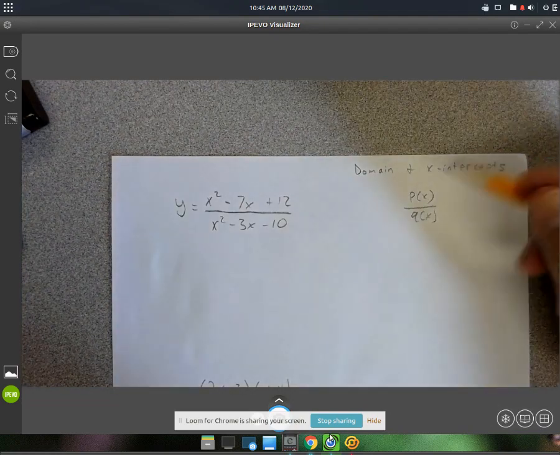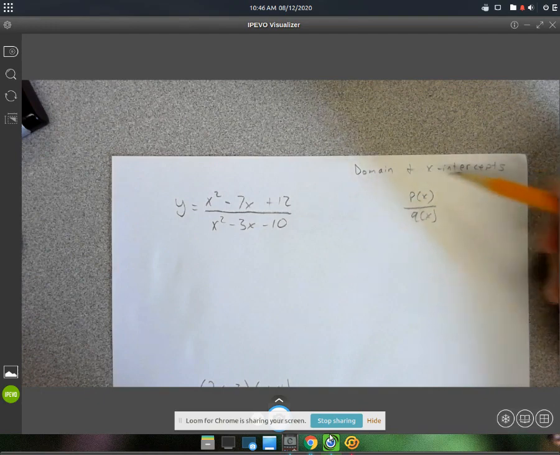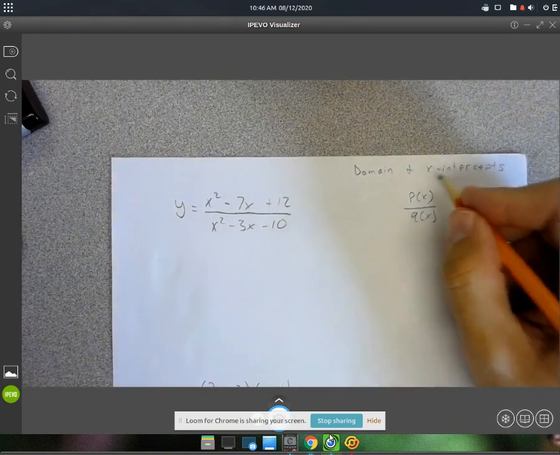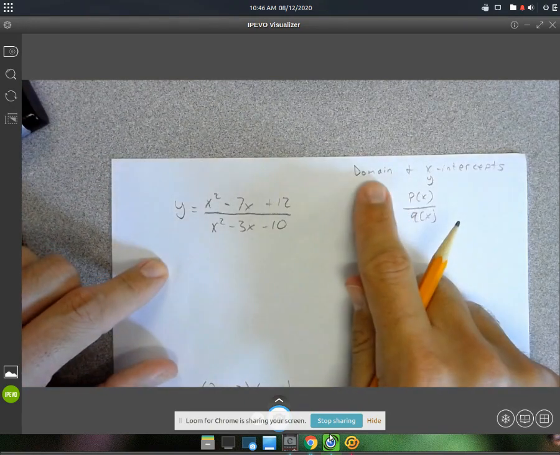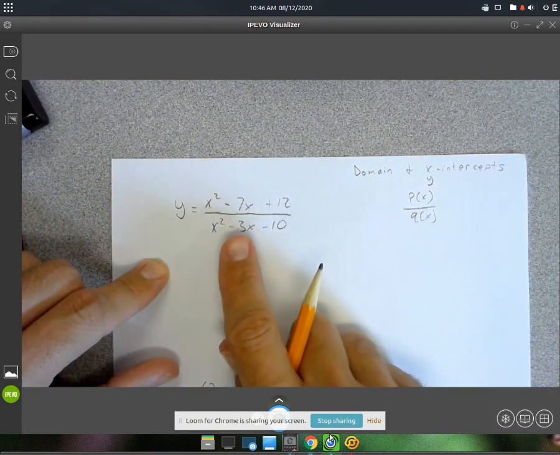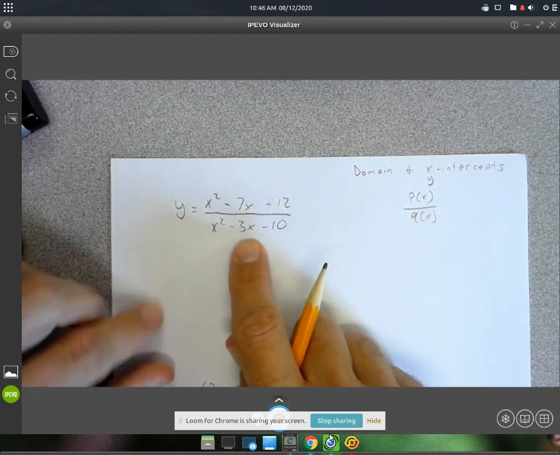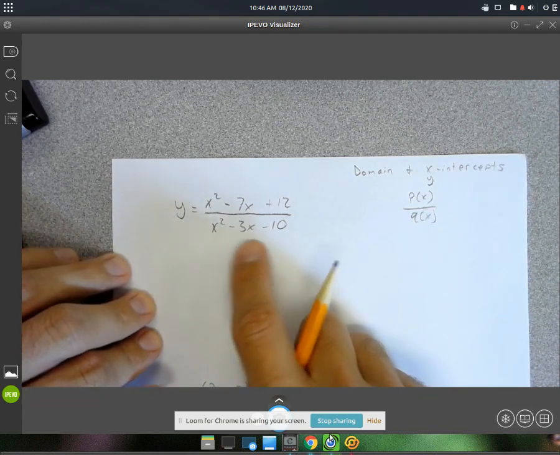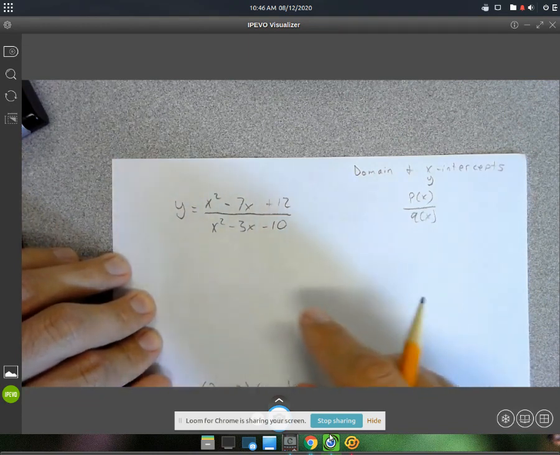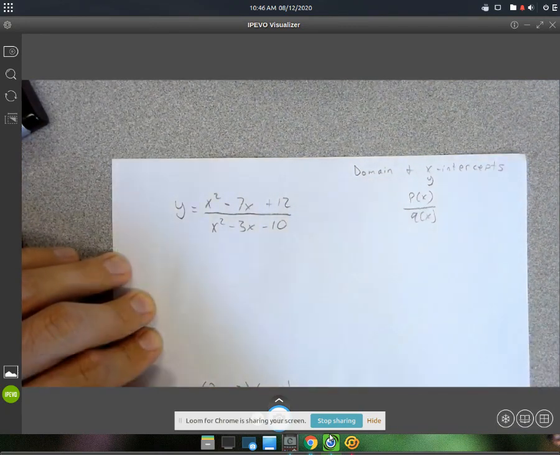Now, the things we're going to find here just in this video are going to be the domain and the x and y intercepts. So to find the domain, you just have to find the values where the denominator is equal to 0. Remember, the denominator is not allowed to be 0, so we're just going to factor this, and the values where it equals 0 are the ones that are not in our domain.